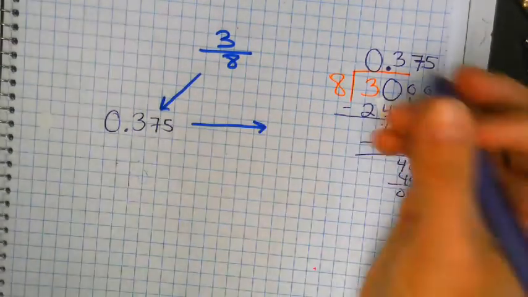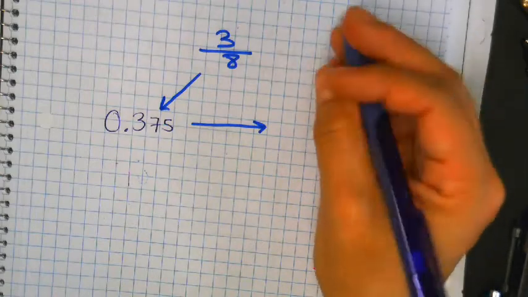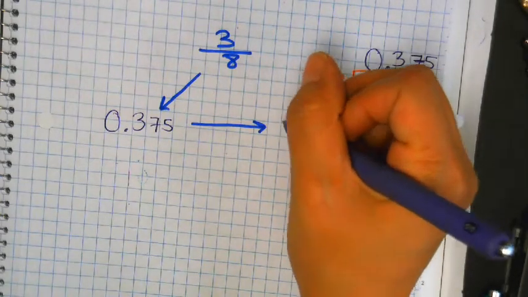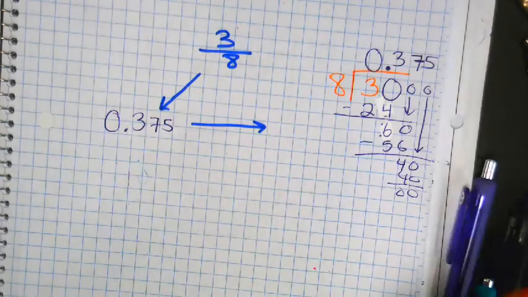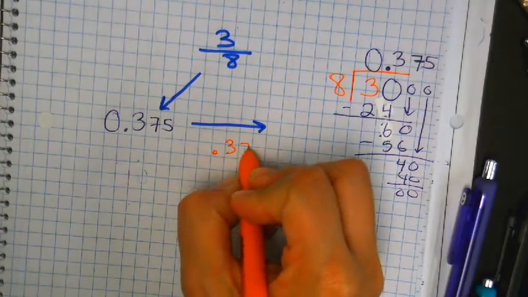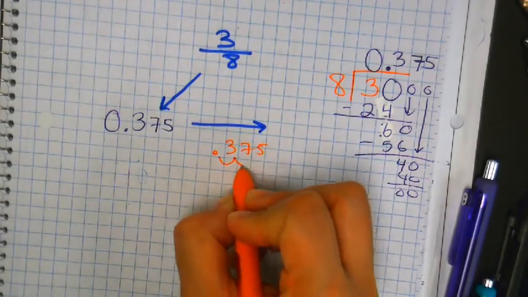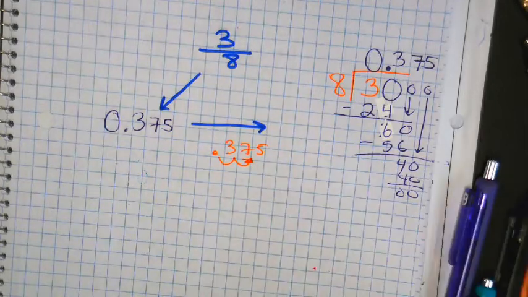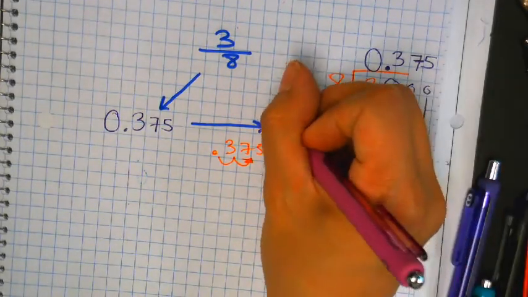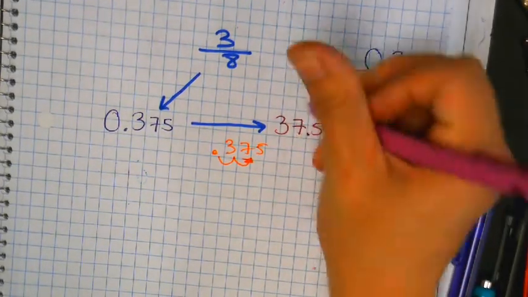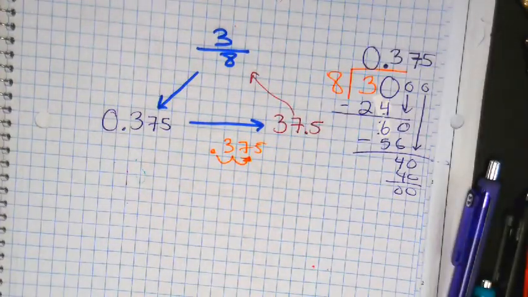0.375, which is equal to? How many times do you move it? Twice. But Miss Lamella, there's 3 numbers. Yeah. So, how many times do you move it? Twice. 37.5%.